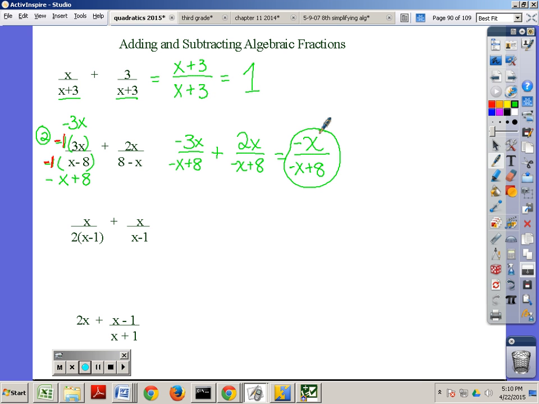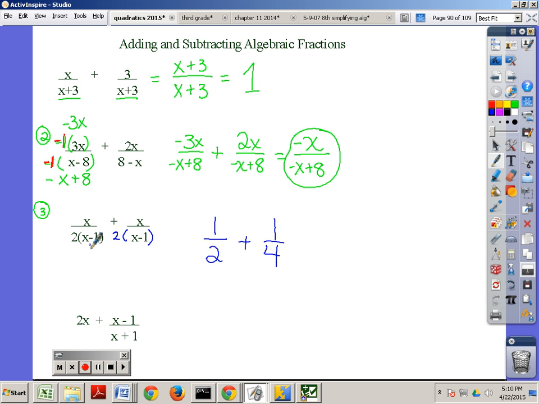Okay, stepping it up a little harder even. If I look at number 3, I notice my denominators are not the same. So if I look at a simpler case, let's just look at regular numbers, and I have 1/2 plus 1/4. Well, I notice that they're not the same, but I notice that 2 goes into 4. Just like I notice here that x minus 1 goes into 2 times 2x minus 1.